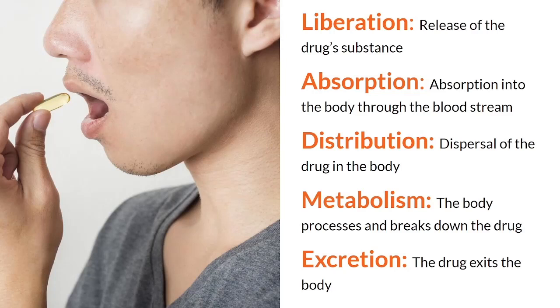Next, distribution. This is the dispersal of the drug throughout the body. In the case of a pain-relieving drug, this is the point when the pain relief begins to spread throughout the body. Metabolism. This is when the body processes and breaks down the drug. This is also the point when the pain relief begins to slowly fade away. And lastly, excretion. This is when the drug exits the body. This is also the point when the pain relief would completely subside.